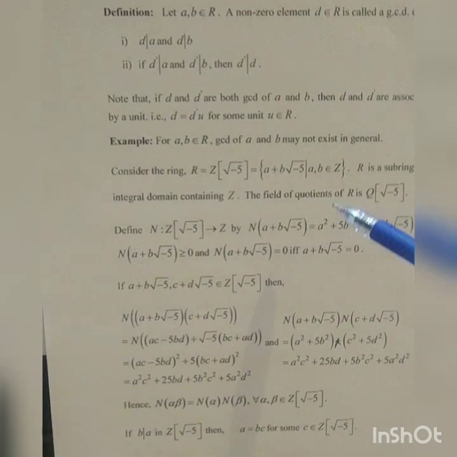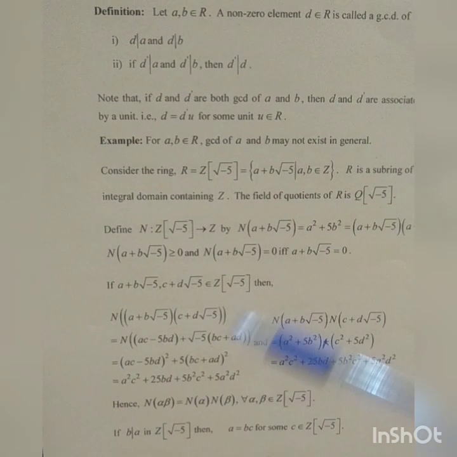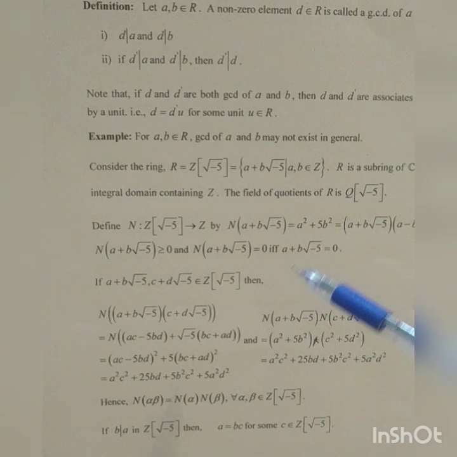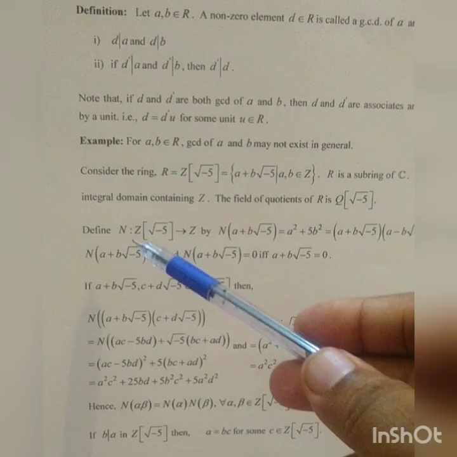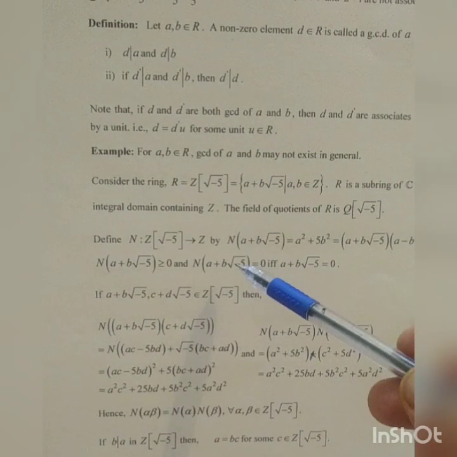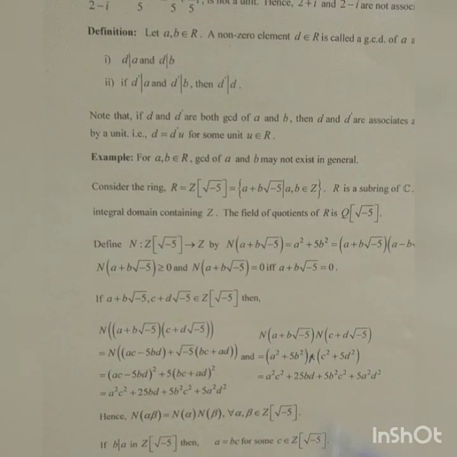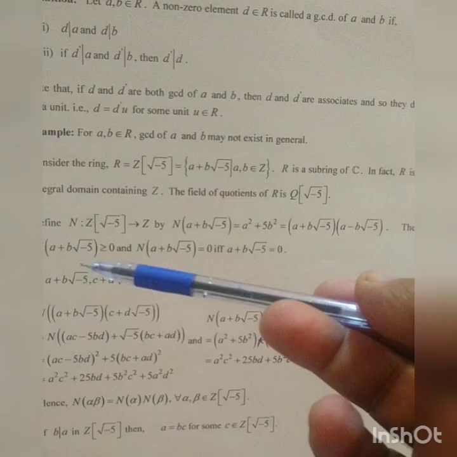And you should note that for any integer values of a and b, a square plus 5b square can never be negative because it is a square. Therefore, N of a plus b root minus 5 is always greater than or equal to 0. And further, this will be equal to 0 provided a plus b root minus 5 is 0, which implies that a is 0 and b is 0. Now let's see some results on this.